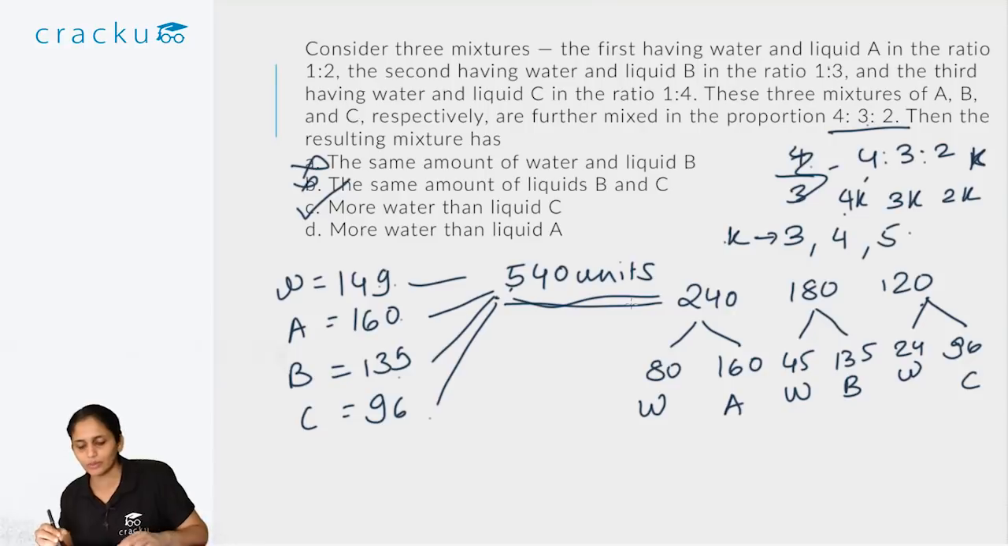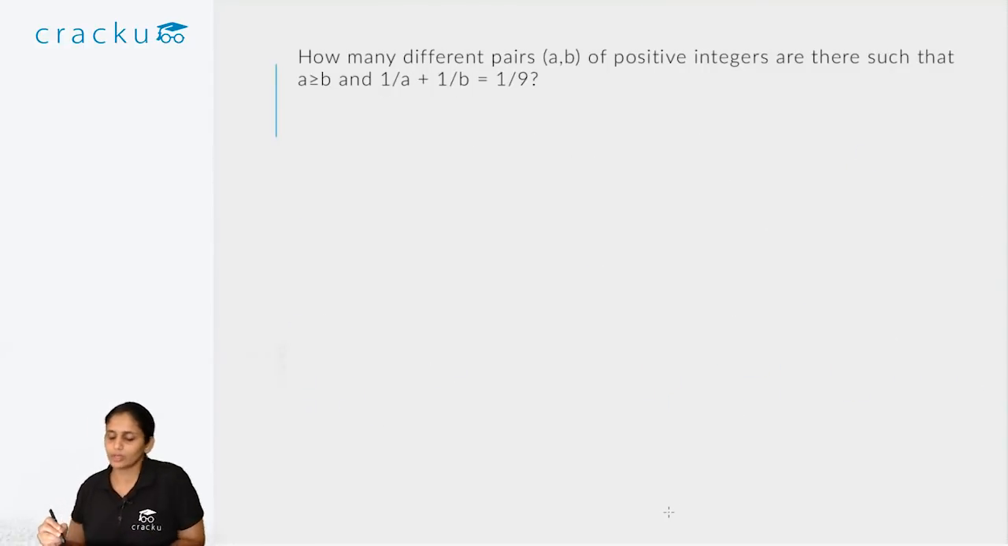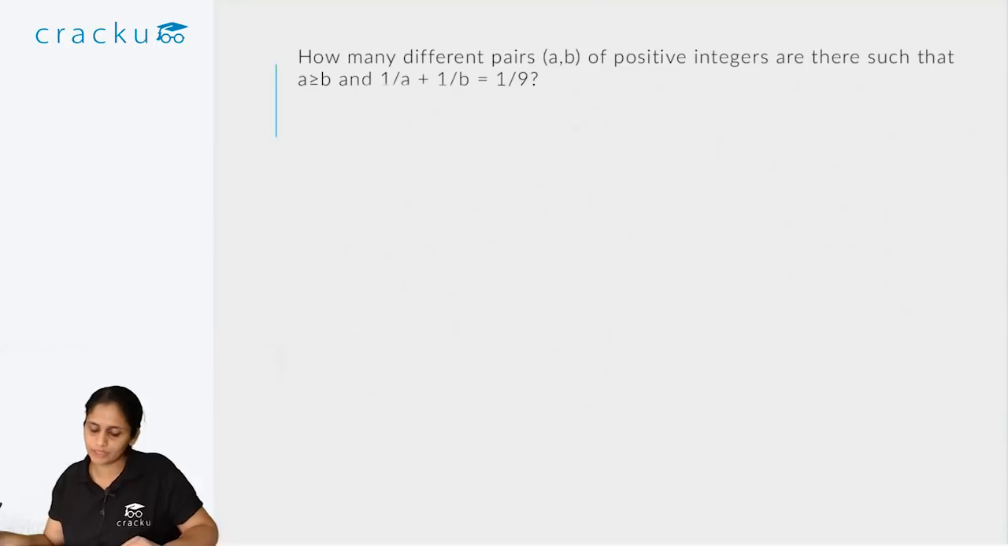Now let's take a look at the third most difficult question that came in CAT 2017 second slot. This is a question from number systems. So let's take a look at the question. How many different pairs A comma B of positive integers are there such that A is greater than or equal to B and 1 by A plus 1 by B is equal to 1 by 9.